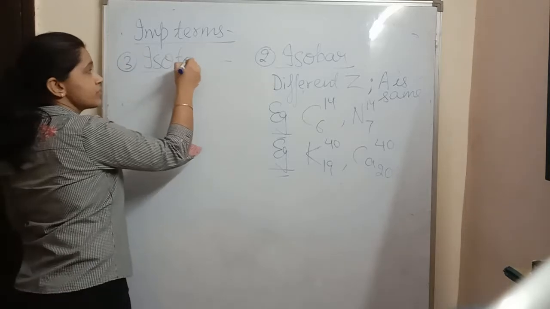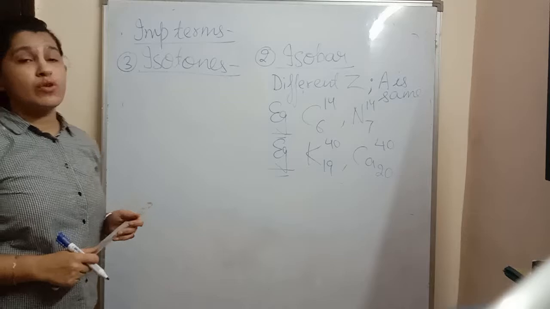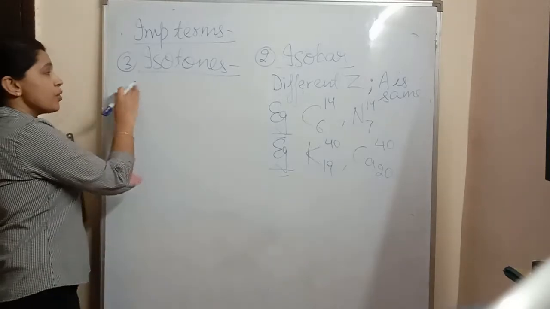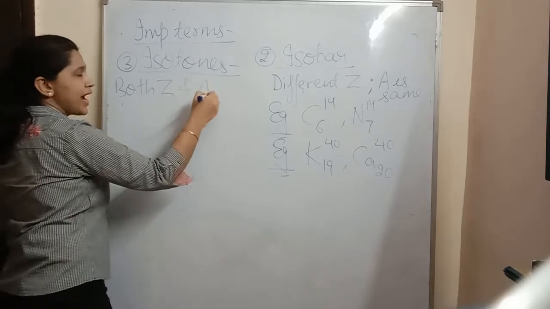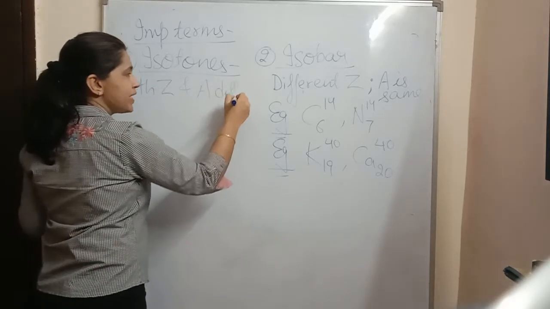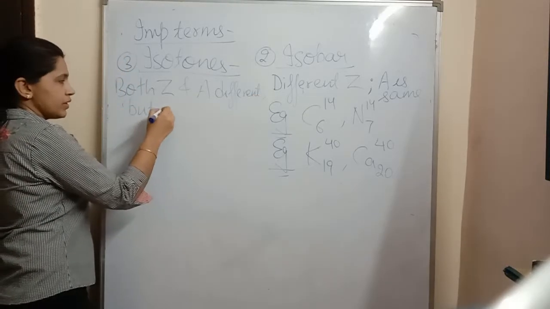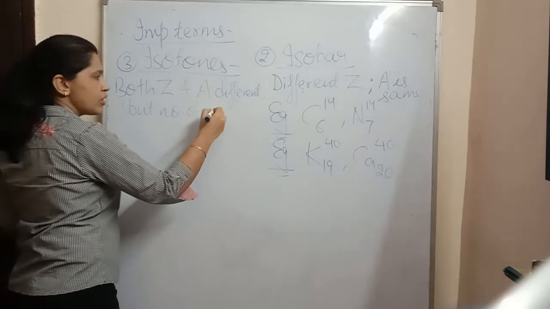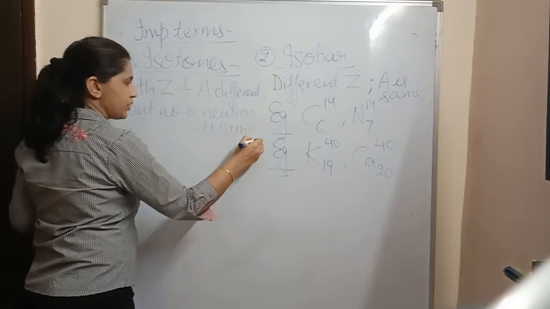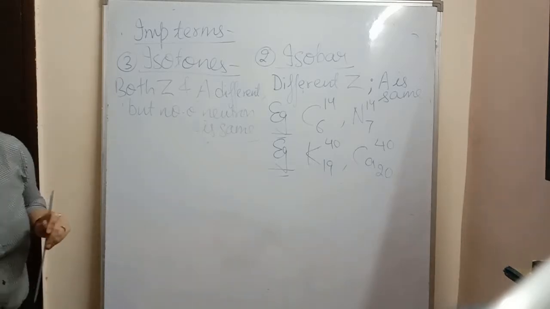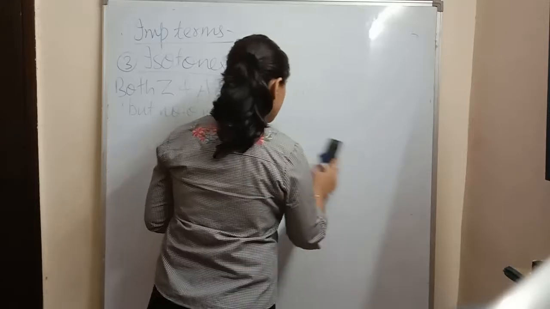Third is isotones, right? They are again the atoms of different elements. They have both Z, atomic number, and mass number different, but mind it, the number of neutrons is same. The mass number is different, the atomic number is different, but what is same here? The number of neutrons are same.